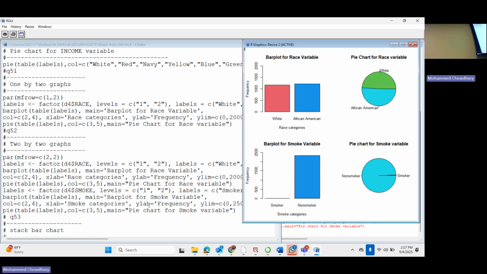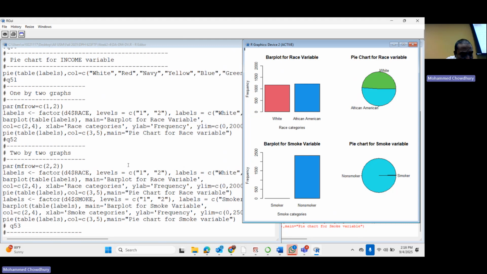Xlab means x axis label. What label are you putting? I put the label smoke categories. Okay. And ylim means limit. How big or small a limit do you want to make? Y limit, X label, Y label. Are you okay? Okay, so far I have finished 52 problems.